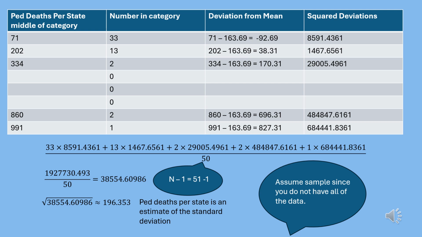We do not have the full set of data, so you really should treat all group data as if it's a sample. And so we're going to make the standard deviation slightly bigger by dividing by n minus 1. So 51 minus 1 is 50. So when we find the average of the squared deviations, we're going to divide by 50. That gave us 38,554.6. Take the square root to dampen the effect that you squared, and you get 196.353 as the standard deviation for the pedestrian deaths per state.